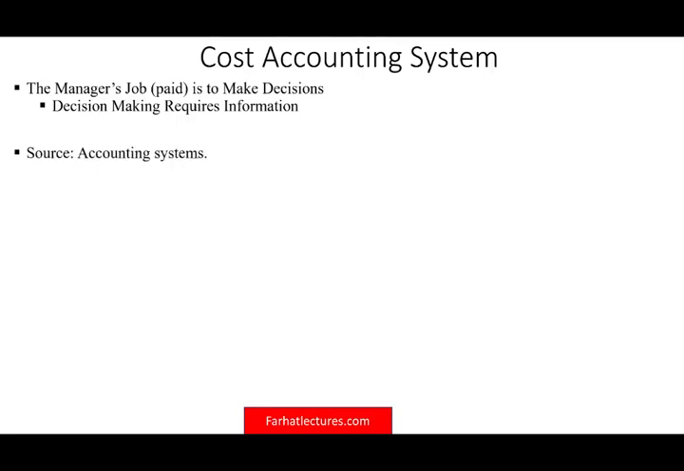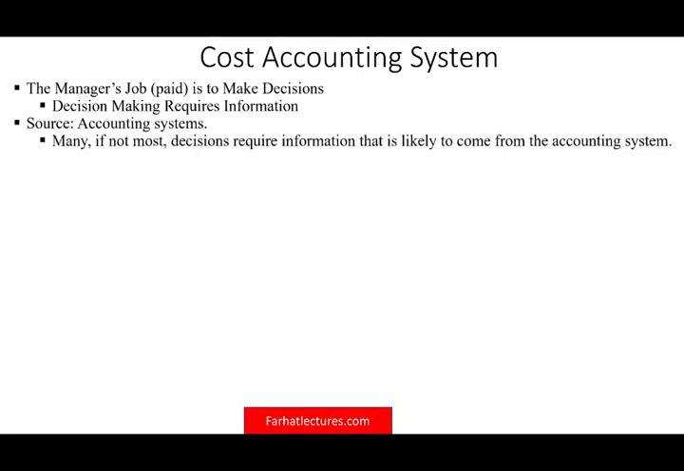Now, what is the source of the information? The source of the information is accounting information system. Your accounting information will provide most of the information that you need for decision making. For example, it's going to tell you what's your total sales, what's your total cost of goods sold, which in turn will tell you how much you will need to produce, which in turn will tell you how much you will need to purchase in raw material, how many employees you will need to hire, what should be your inventory, and so on and so forth. So all this information is coming from the accounting information system.